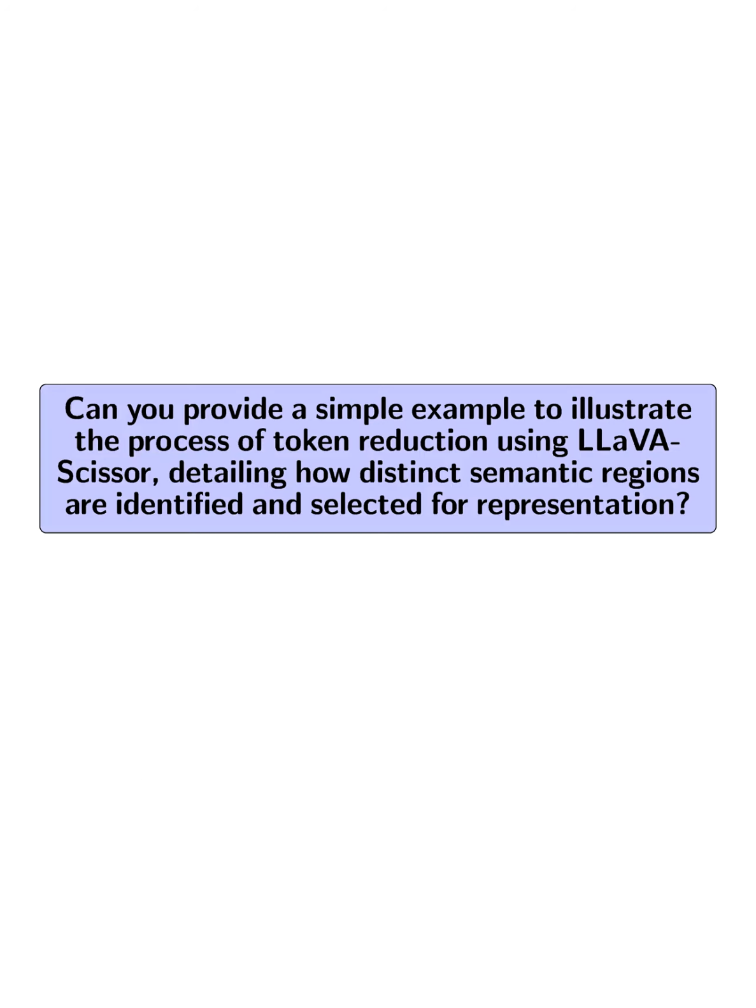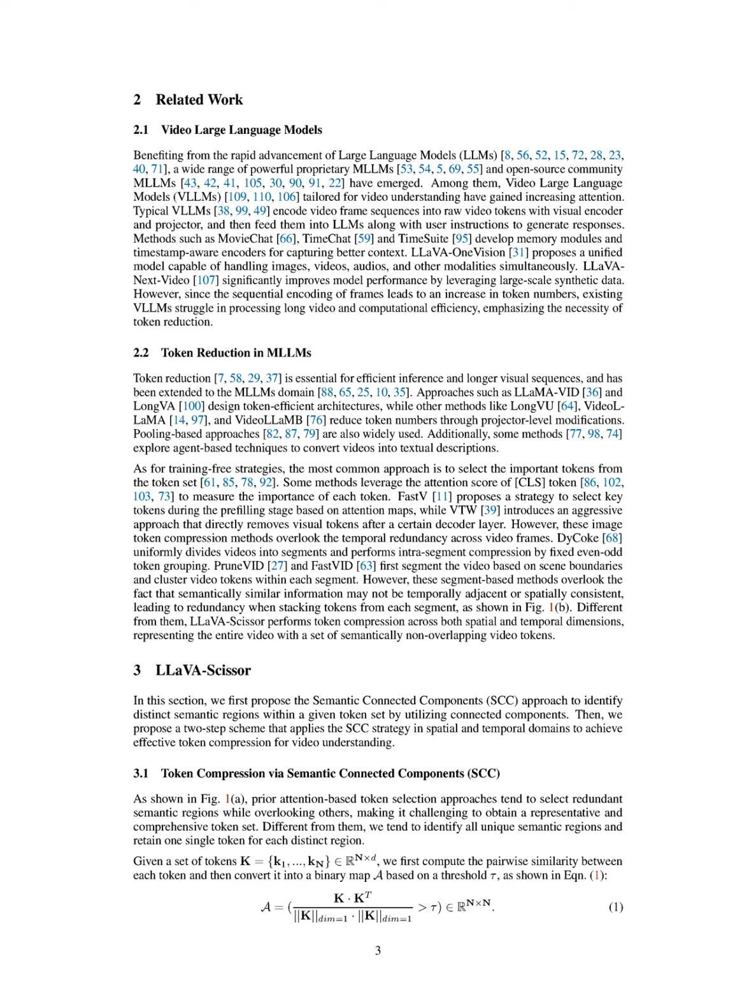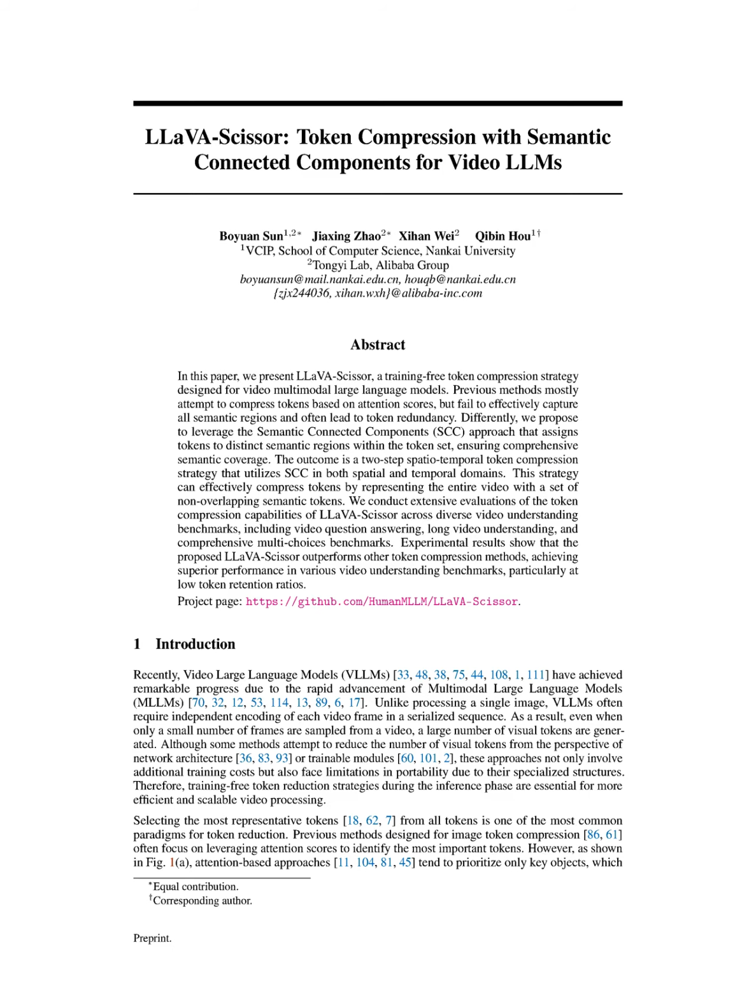Can you provide a simple example to illustrate the process of token reduction using LLaVA-Scissor, detailing how distinct semantic regions are identified and selected for representation? To illustrate the token reduction process using LLaVA-Scissor, consider a video with 3 frames, each containing distinct semantic regions: a dog, a park, and a person. Initially, each frame generates multiple visual tokens representing these elements.